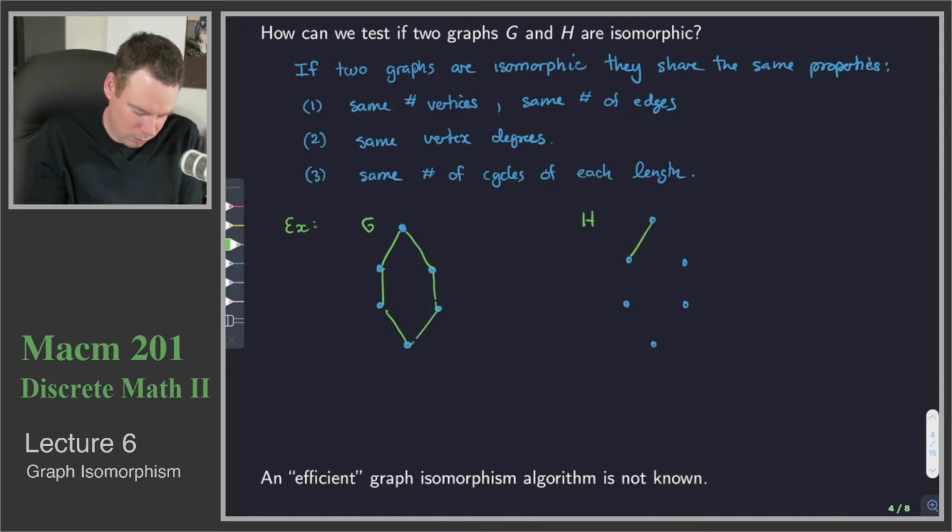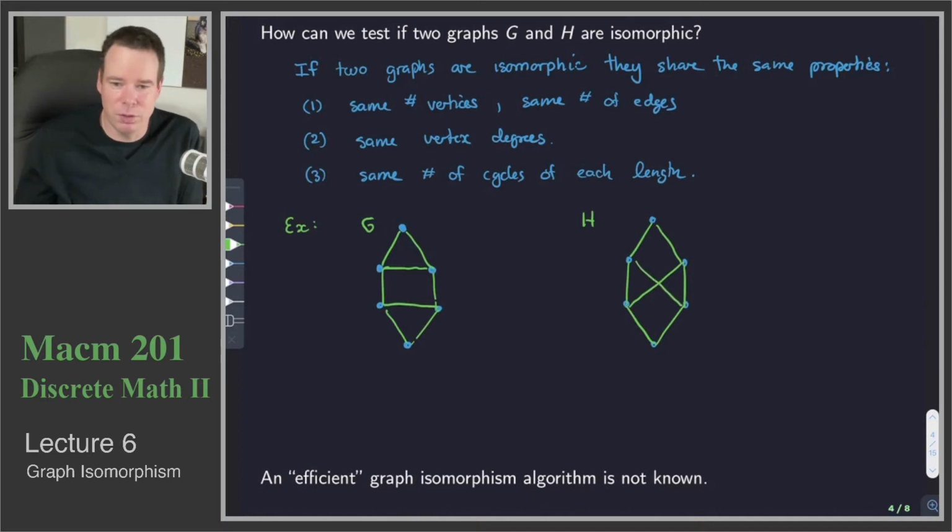So far, so good. They seem to have matching edges. But in G, we get these 2 edges, whereas in H, we have these 2 edges. So now, are these graphs isomorphic?